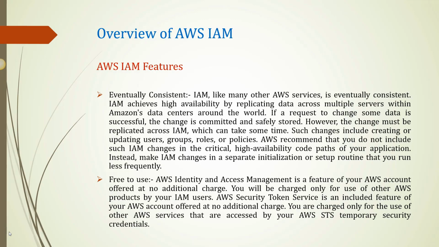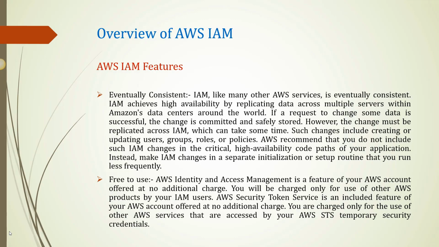Such changes include creating or updating users, groups, roles, or policies. AWS recommends that you do not include such IAM changes in the critical, high availability code paths of your application. Instead, make IAM changes in a separate initialization or setup routine that you run less frequently.